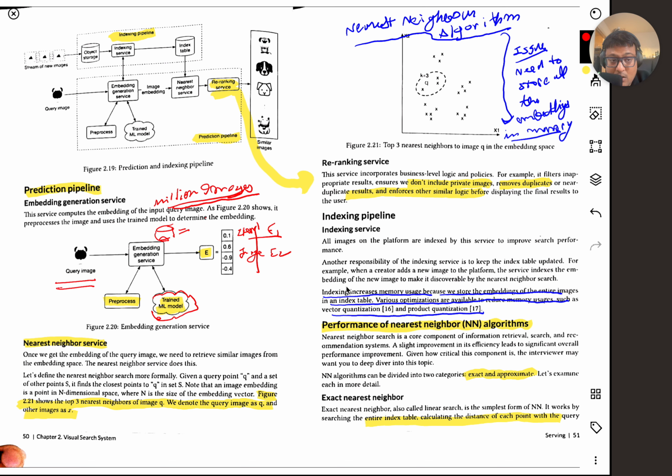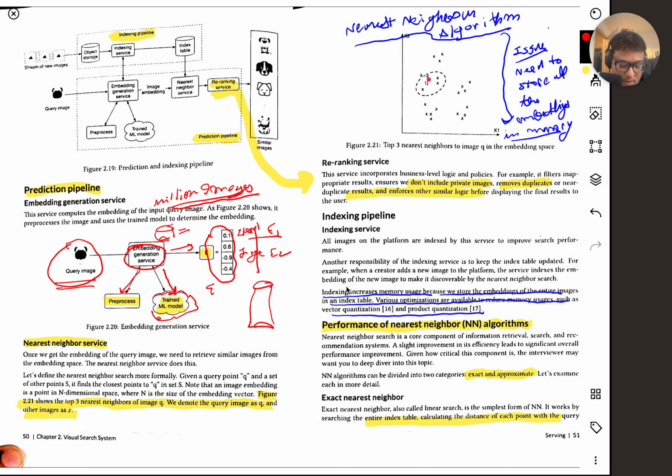And right now, when a user is uploading an image to Amazon to search for relevant things, you receive a query image, and then you have an embedding generation service, which first pre-processes the image, then passes it through the pre-trained model and calculates its embedding. So now you have this embedding, and a database of other embeddings which you have pre-computed, and you end up in this sort of representational space.